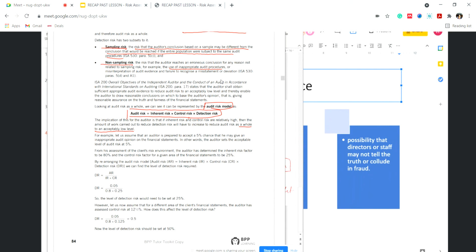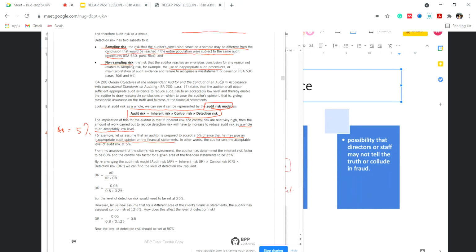Okay, so let's go to the example. Assume that an auditor is prepared to accept a 5% chance that they may have given an inappropriate audit opinion of the financial statement. So now the audit risk is set at 5%.